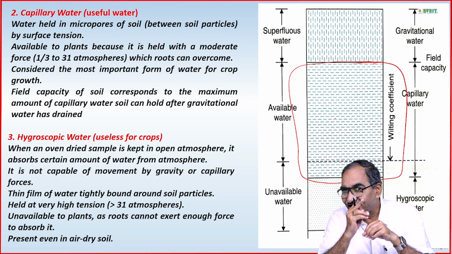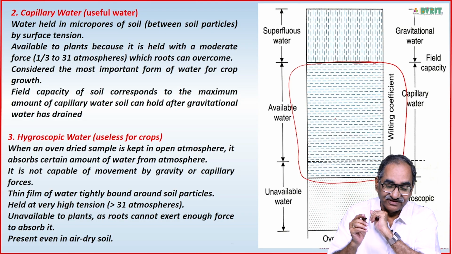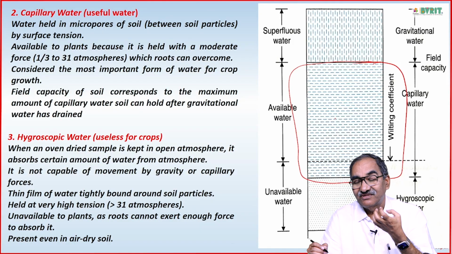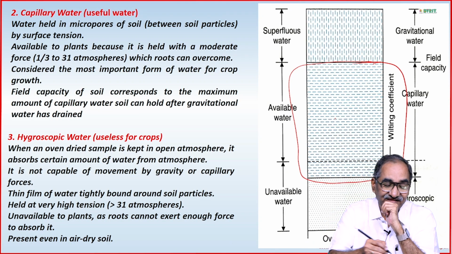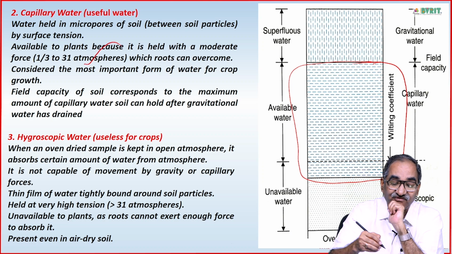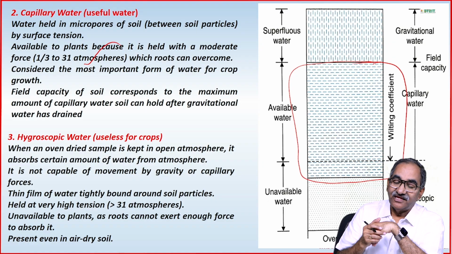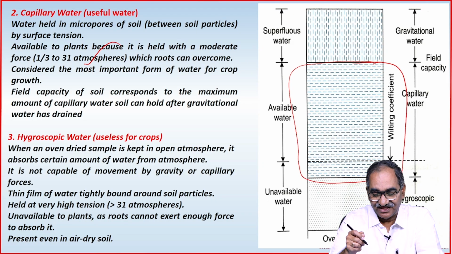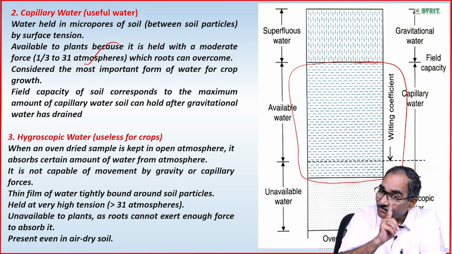But how is the water held? Water is held because of capillary action. So that is what you should remember. The pressure here is definitely more, because to hold that water between the soil particles, the tension, the force, is 1/3 to 31 atmospheres of pressure. Naturally, the roots can extract the water from the soil pores in this. So that is why this zone is very important, and this is the useful water as far as plants are concerned.